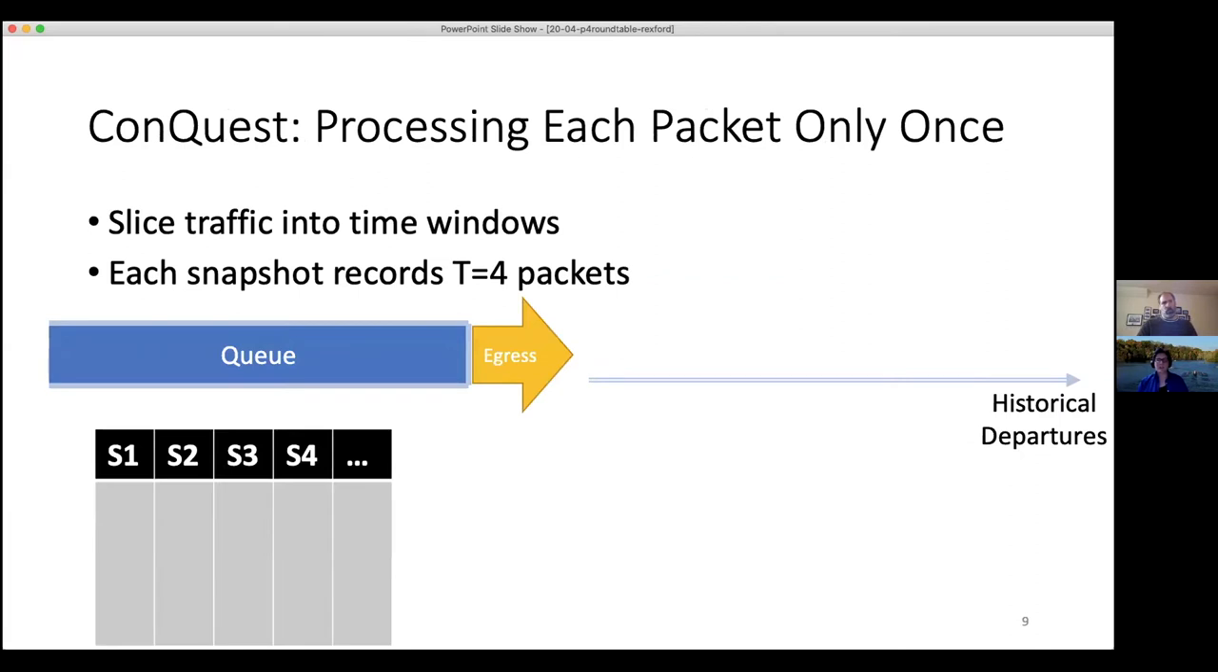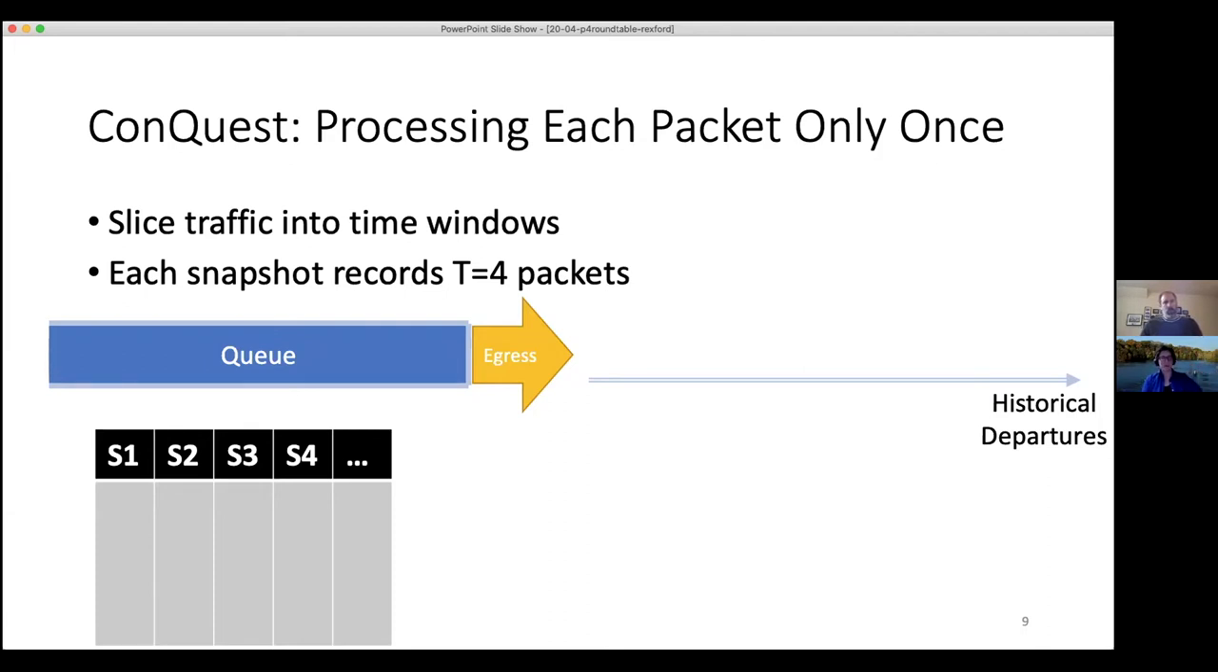Just to illustrate the challenge here, if we want to process each packet only once, we need to have some way of deleting the packets that are long gone. And we're going to do that in batches so that we don't have to do work twice for every packet. In particular, we're going to divide time into windows based on when the packet departs and store information about a group of packets that depart during a small window of time. We call those snapshots.